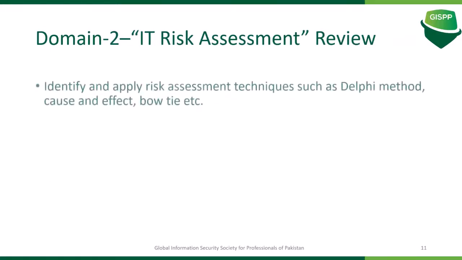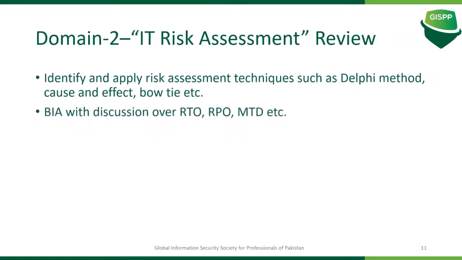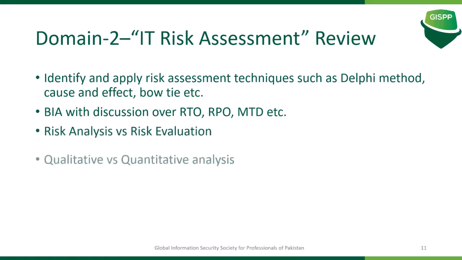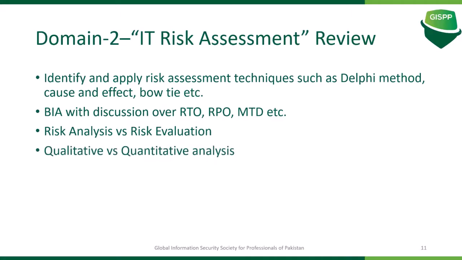In domain 2, we discussed the assessment of risk, and we went through different techniques and methodologies for how to do the assessment: Delphi method, cause and effect, bow tie. There were certain other methods as well. And then we discussed BIA, RTO, RPO. One of the most important parts of the second domain is risk analysis and risk evaluation. Okay, and then we went to qualitative.